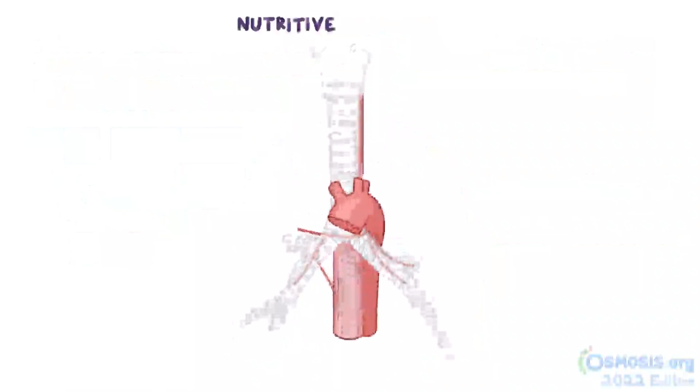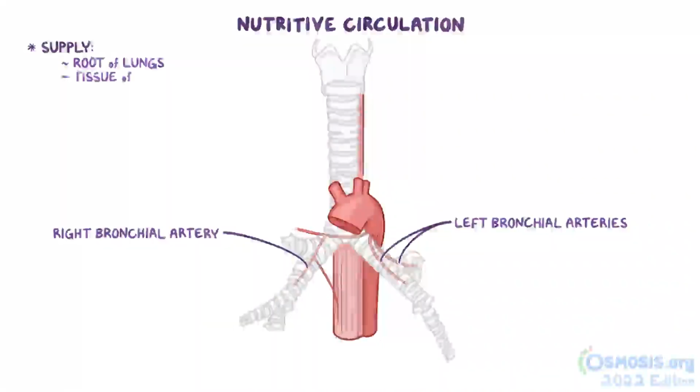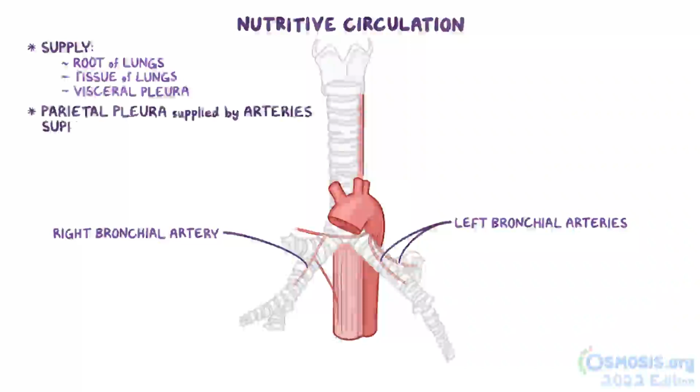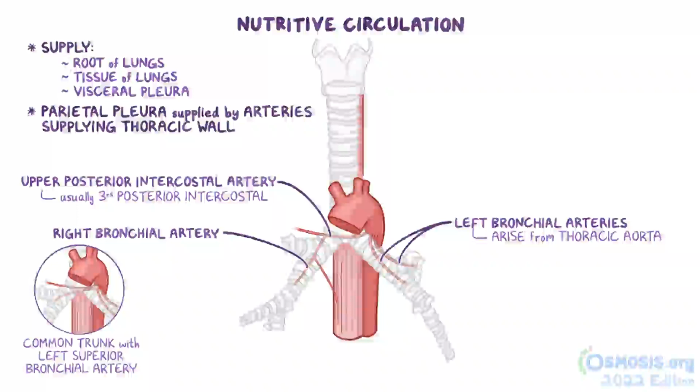Regarding the nutritive or bronchial circulation, there are two left bronchial arteries and a single right bronchial artery that supply the root of the lungs, tissues of the lungs, and the visceral pleura. The parietal pleura is typically supplied by the arteries supplying the thoracic wall. Now, the two left bronchial arteries usually arise from the thoracic aorta. The right bronchial artery usually arises either from the proximal part of one of the upper posterior intercostal arteries, usually the third posterior intercostal artery, or from a common trunk with the left superior bronchial artery. Sometimes a single right bronchial artery may arise directly from the aorta.